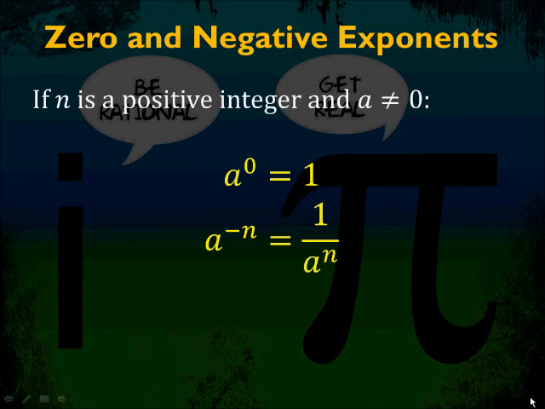So here's our rule. If n is a positive integer and a is not equal to 0, then a to the 0 equals 1, and a to the negative n equals 1 over a to the n. So keep in mind that for any number to a negative exponent, if a is positive, the number is still going to be positive. You're just basically transferring the number to the denominator of a fraction with 1. It's a reciprocal type function. So a to the negative n is 1 over a to the n.